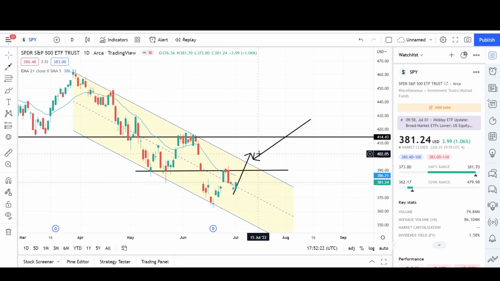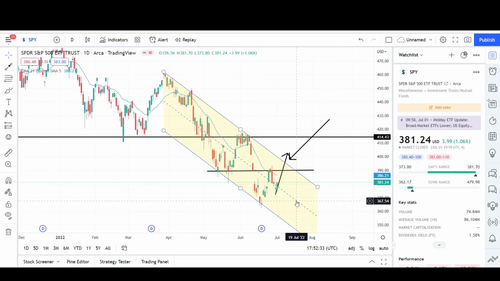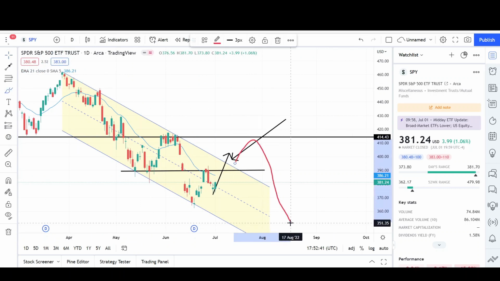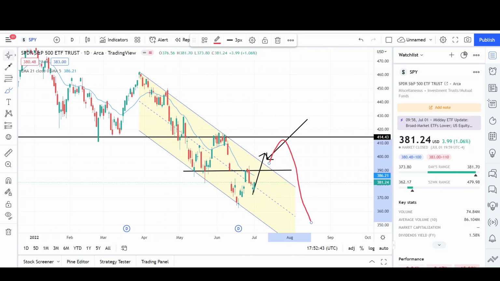If we do, we're going to reach that 402 level. If we get rejected from that 390 level, I think we're going to just see continuation to the downside. Even if we do go to the 402 level, I'm still expecting continuation to the downside, because this is the first break of the pattern, and most likely it's going to fail and trap in a bunch of longs thinking we were going to reverse, and then we're going to see another push down. So that's everything I see in the daily chart.